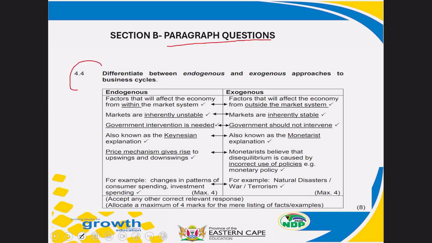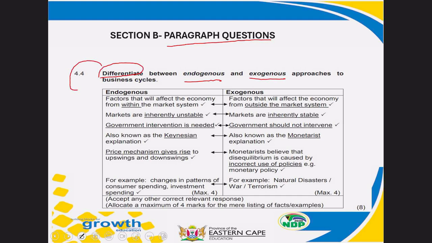It's the 4.4. It comes in various sections, but there is a popular one that is coming, distinguish or differentiate. That action verb, we have been having it over the years, but there is a differentiation that we are supposed to do in order to get all the marks. We used to say just 2 points on each. It's no longer like that. You have to give a point on, like in this question, endogenous and a point on exogenous.